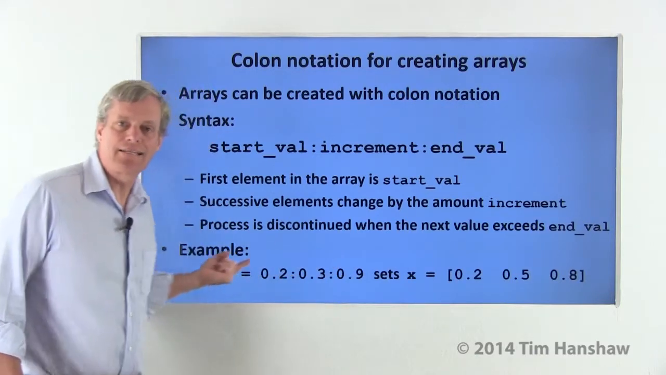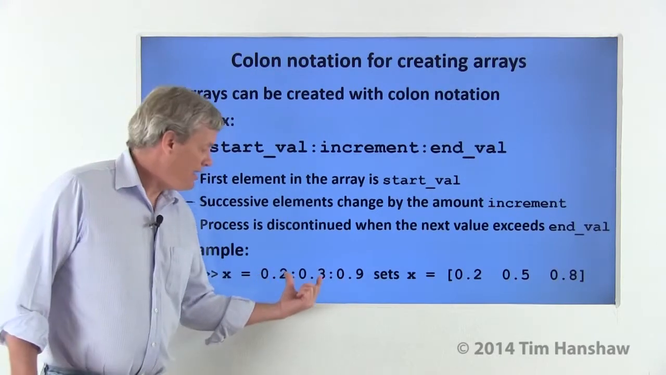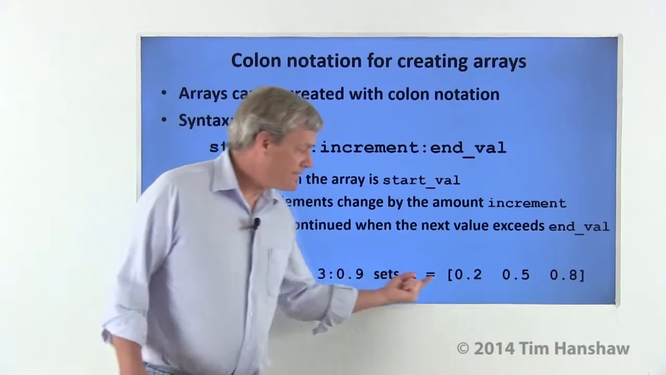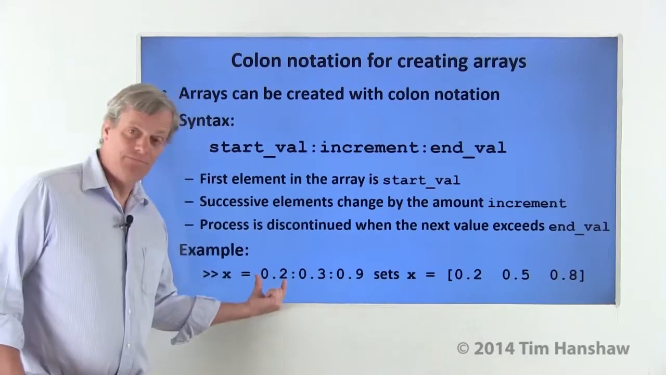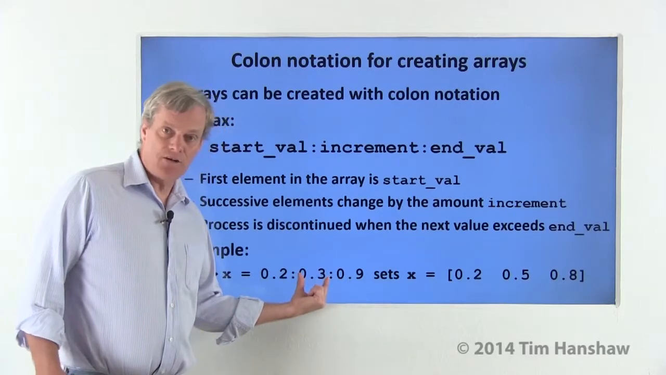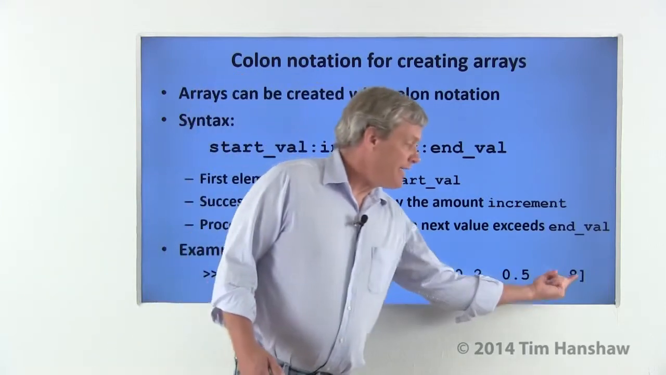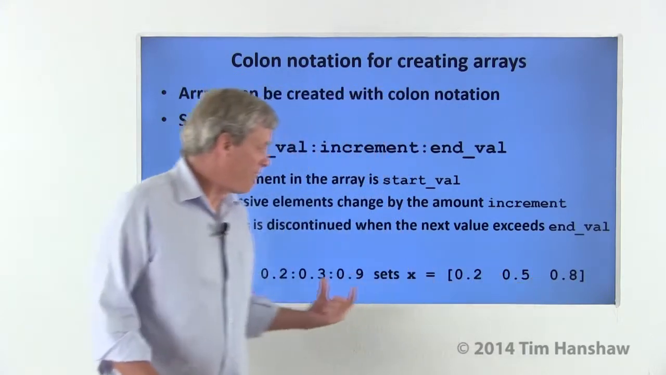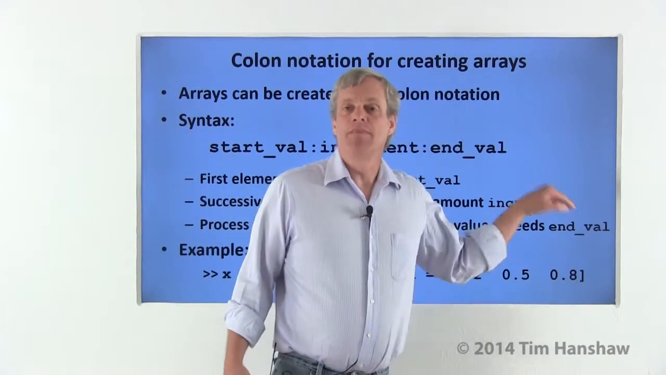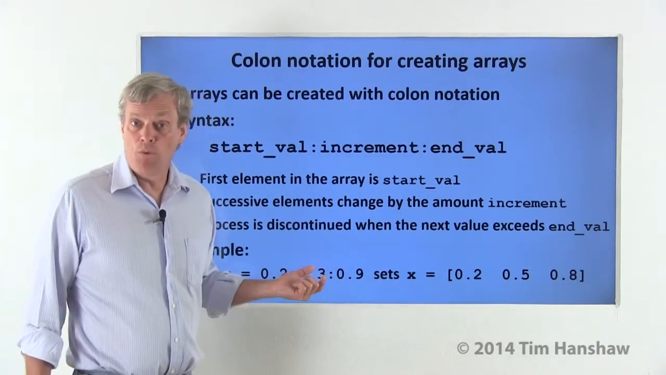If we use syntax like this to create an array x, it specifies a starting value of 0.2, an increment of 0.3, and an ending value of 0.9. The array gets set up. It starts with a value 0.2, listed here. The next element in the array is created by taking the increment, 0.3, adding it to the previous element, which gives me 0.5. The next element takes the previous value, 0.5, adds the increment, 0.3, to it, and comes up with 0.8. The next element that would be created would be 0.8 plus 0.3, which would be 1.1.